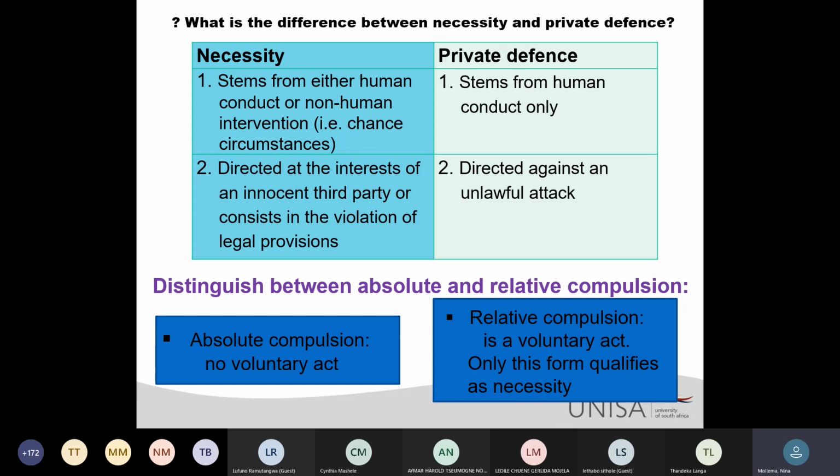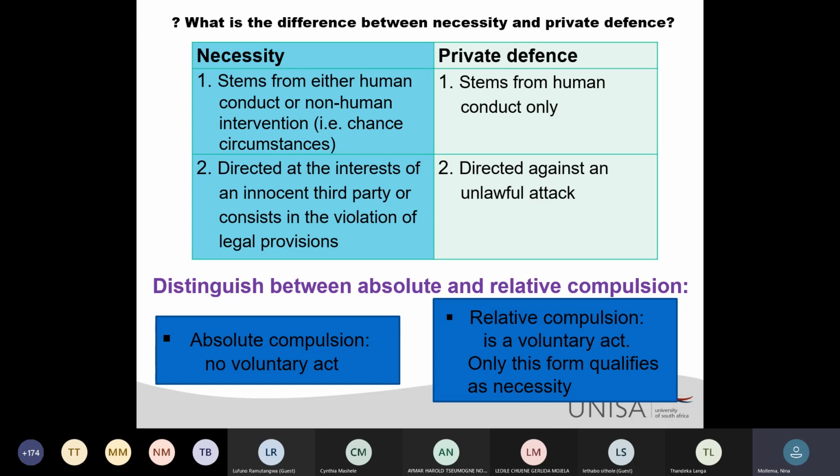For example, if my child is very ill, I take my child in the car and I rush to the hospital and I exceed the speed limit. I violated that legal provision of exceeding the speed limit, but I did it out of necessity. And private defense is always directed against an unlawful, human attack. So you must always remember there must be an attack. It's human on human private defense, and it is human conduct and a human unlawful attack.